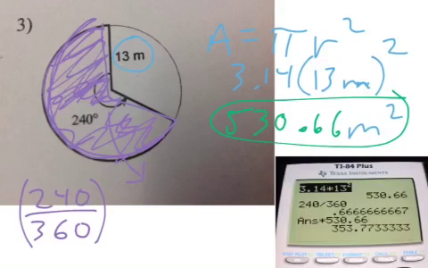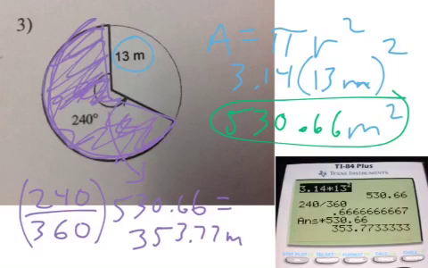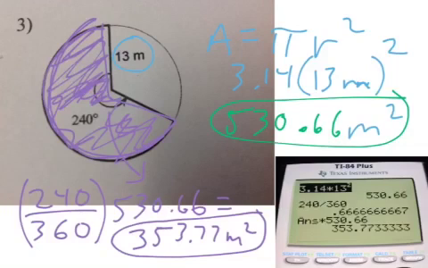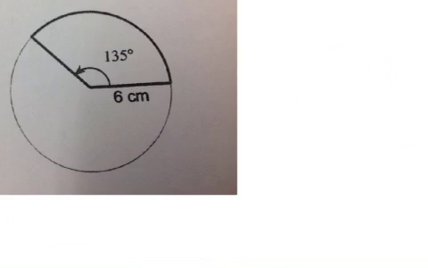And if I multiply that by the 530.66, as you can see on my calculator, the final answer is, we know that purple sector, that 240 degree sector, is 353.77 meters squared. Okay? So that's basically how you find a sector area. You find the area of the whole circle, and then you take the piece that you want, the fractional piece that you want.